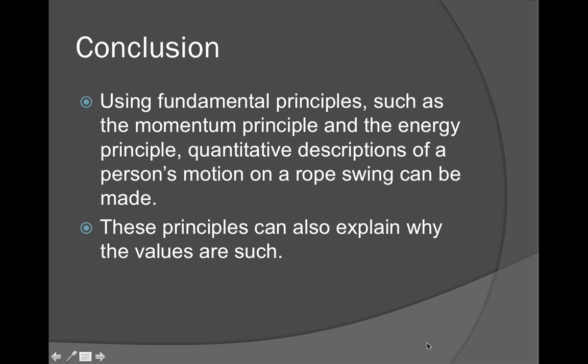So in conclusion, using fundamental principles such as the momentum principle and energy principle, quantitative descriptions of a person's motion on a rope swing can be made. And these principles also can explain why these values are such.